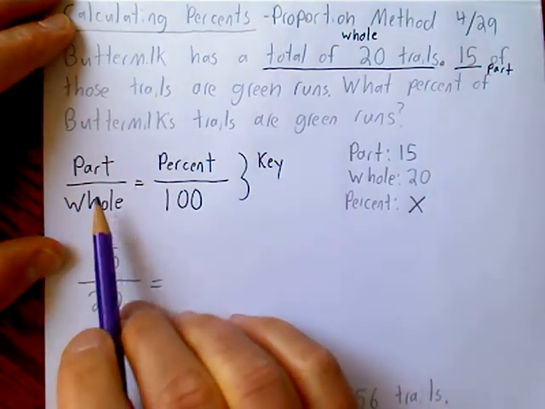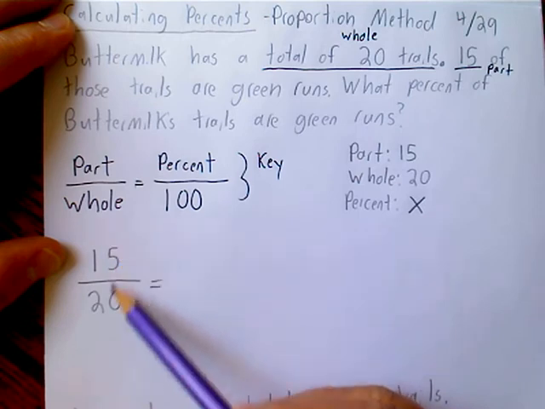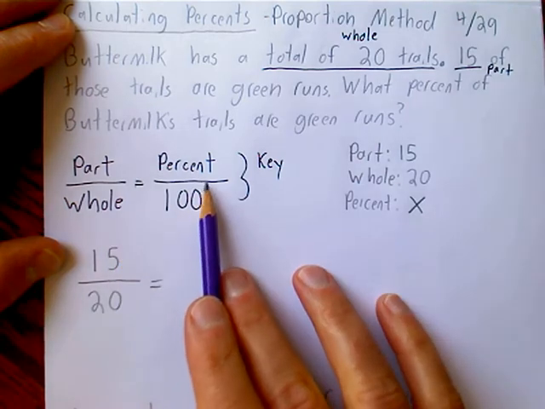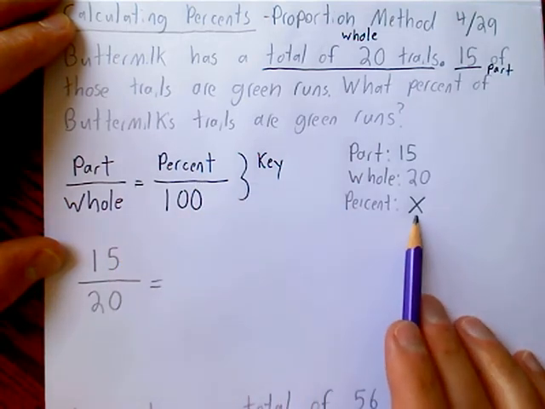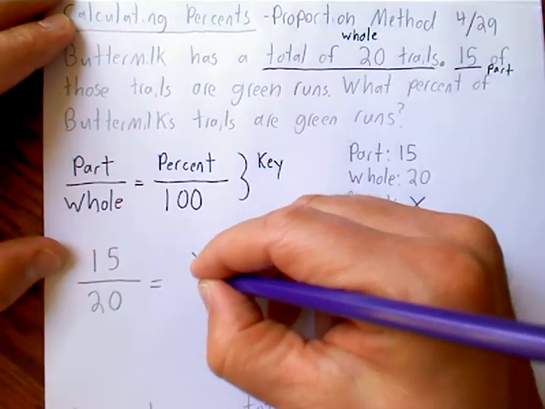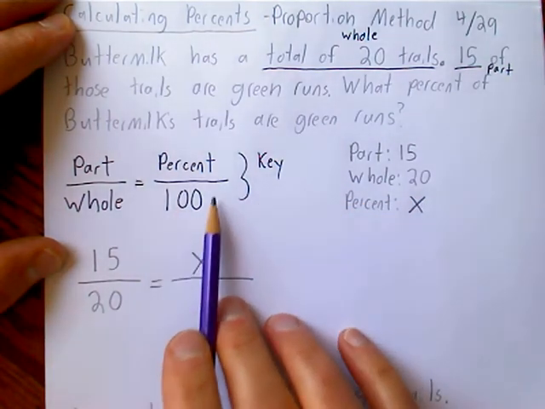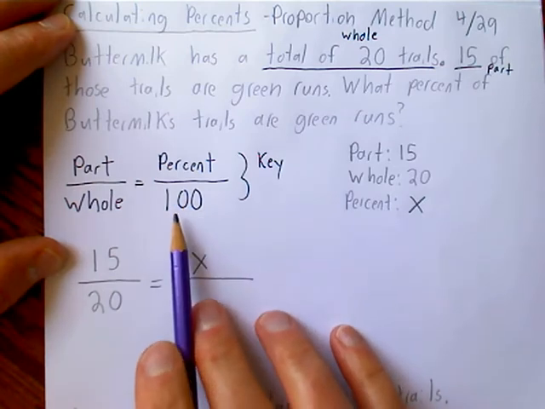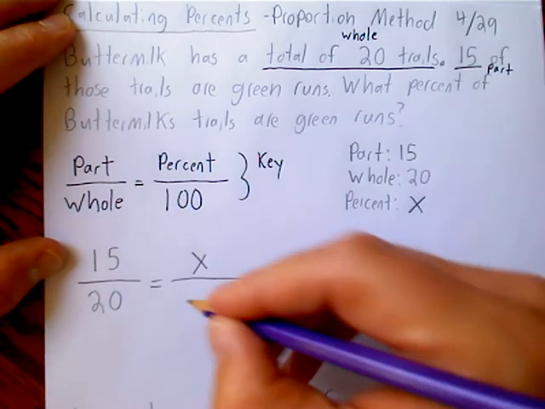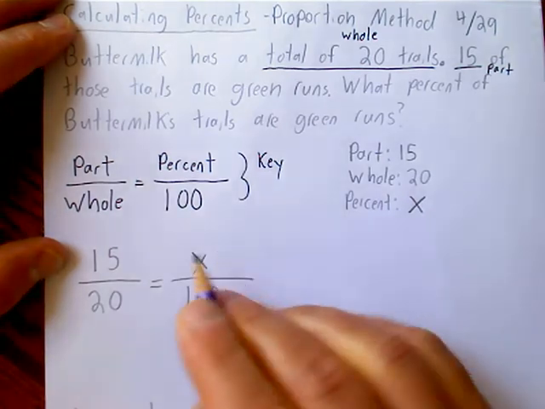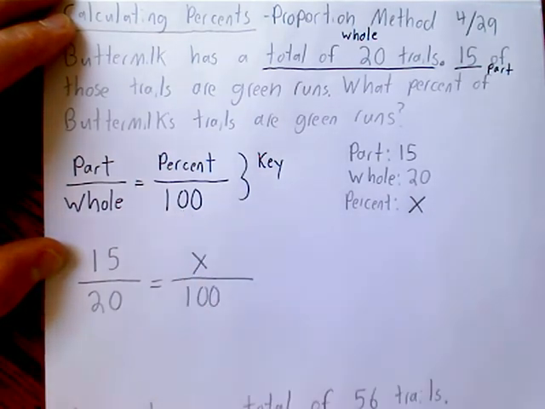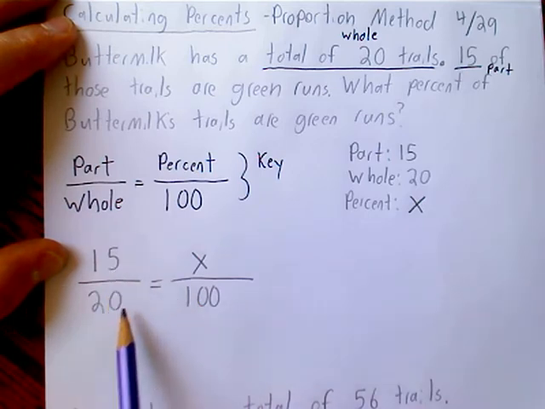Okay, so we got our left side filled in, part over whole. Percent, do we know what our percent is? No, but we do know that it's x, so we're going to leave that as x. And then 100. This 100 is always going to be in the problem, no matter what you're dealing with. 100 is always going to go in that denominator on the right side. So here's our proportion. We've set it up. Part over whole equals percent over 100.